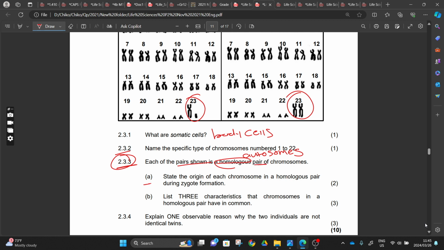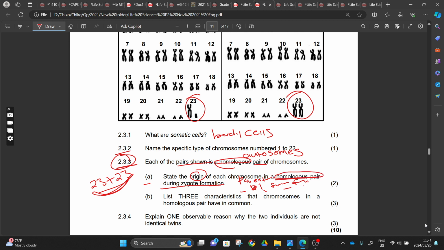Number 1, state the origin of each chromosome in a homologous pair during zygote formation. Zygote formation, you have 23 and you have 23, they match together. Where are these coming from? Yes, they say origin. I explained this, and then they are coming from the parents. You can say haploid, or you can say one from the mother, female, and then another from the father.